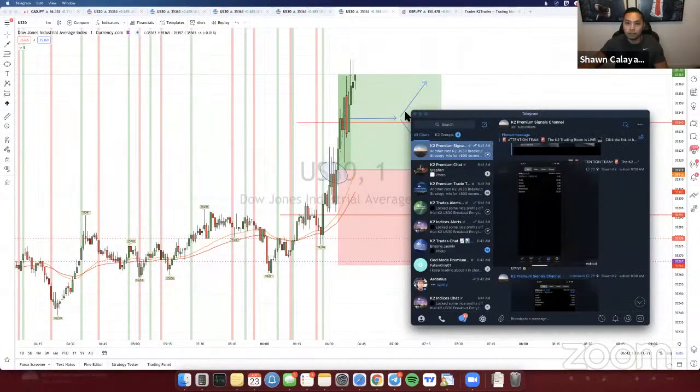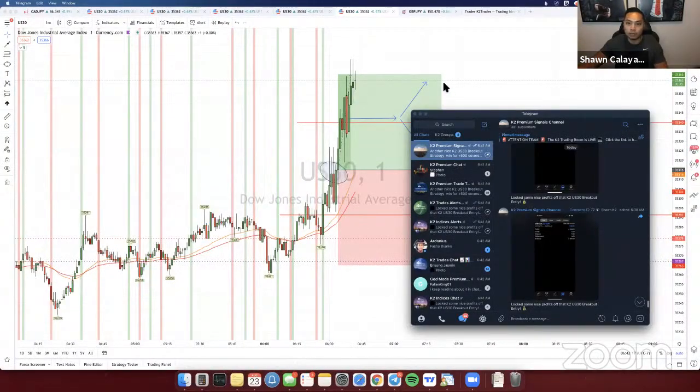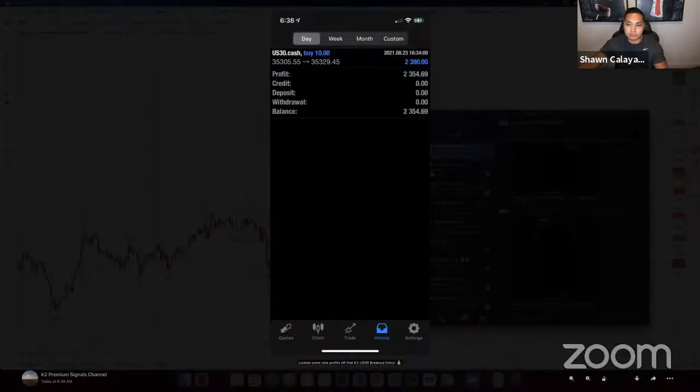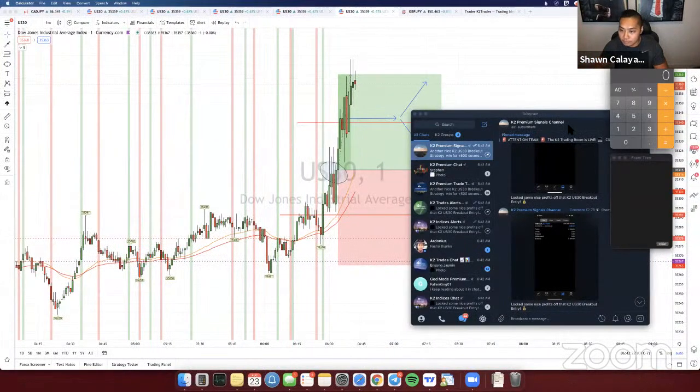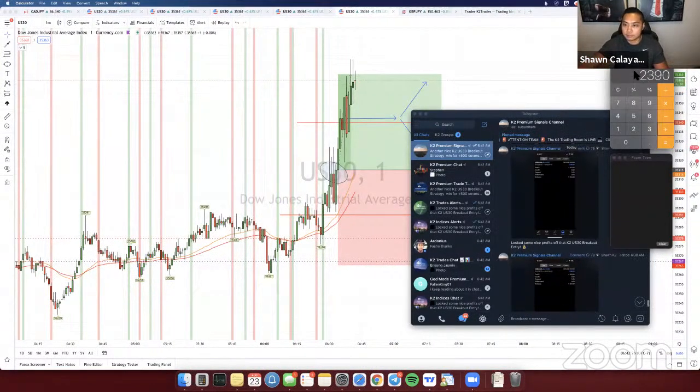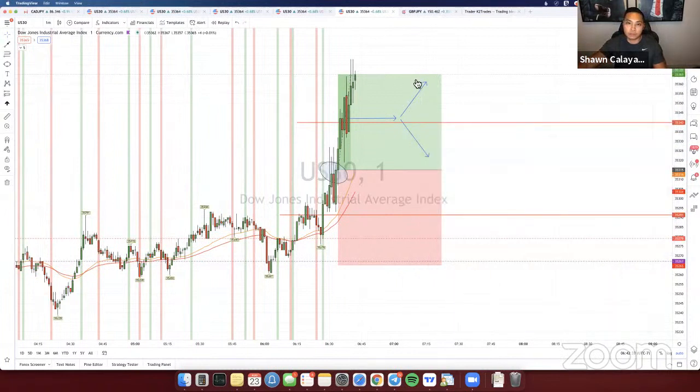And then looking over here, this is my FTMO. My first one I locked in 1,790. And here's my second one. I locked in 2,390 on my second FTMO. So if you add that up together, 2,390 plus 1,790 plus $50, I locked in 4,230 off that one single trade right there.